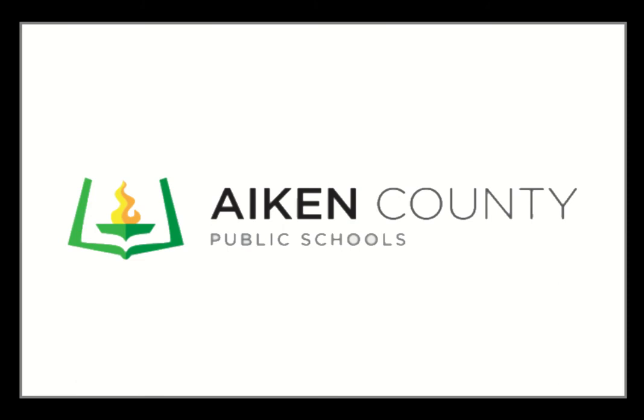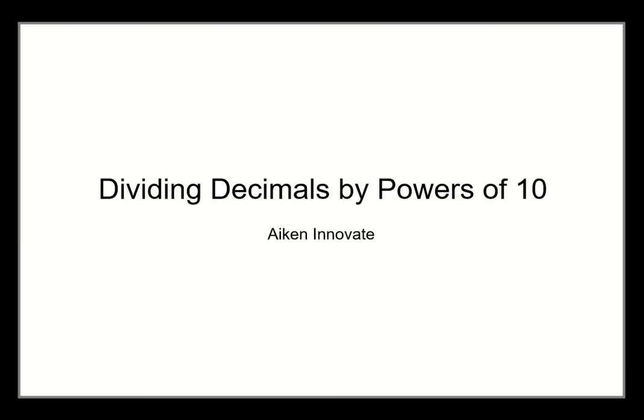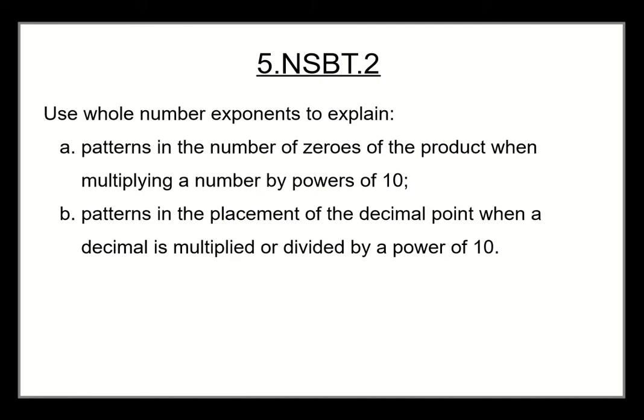Readiness Standards with you. Today, we are going to be specifically focusing in on dividing decimals by powers of 10. And we are going to be targeting Standard 5.NBT.2, specifically Indicator B. That indicator reads: use whole number exponents to explain patterns in the placement of the decimal point when a decimal is multiplied or divided by a power of 10. And for our purposes, we are going to be specifically focusing on the division side of that indicator today.